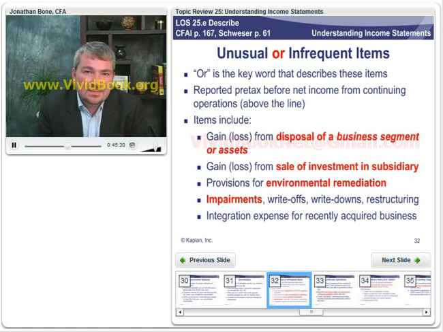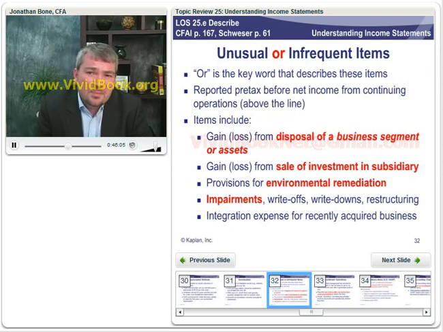Now, these items have to be unusual or infrequent. So unusual to our day-to-day business operations or very infrequent, but not both. And we get some guidance on what to include. So we might include the gain and loss when we dispose of a business segment or its assets. And of course all we're going to do is look at the proceeds when we sell the asset compared to the carrying value at the time of disposal, and the difference is the gain or loss. Likewise, we might look at the gain or loss when we sell the shares in a subsidiary.